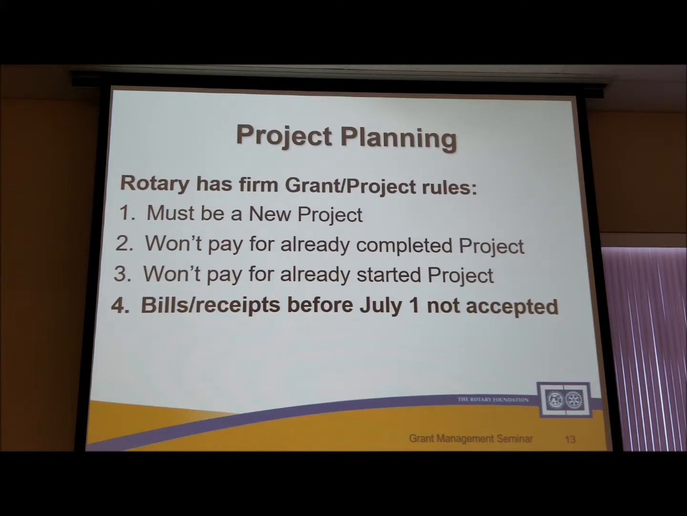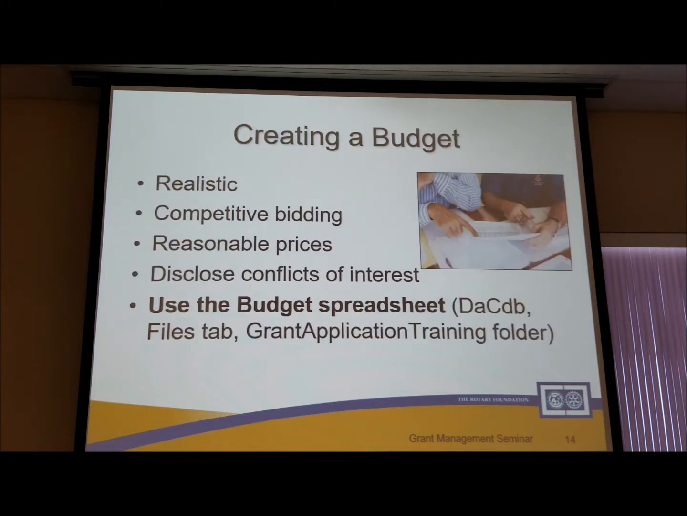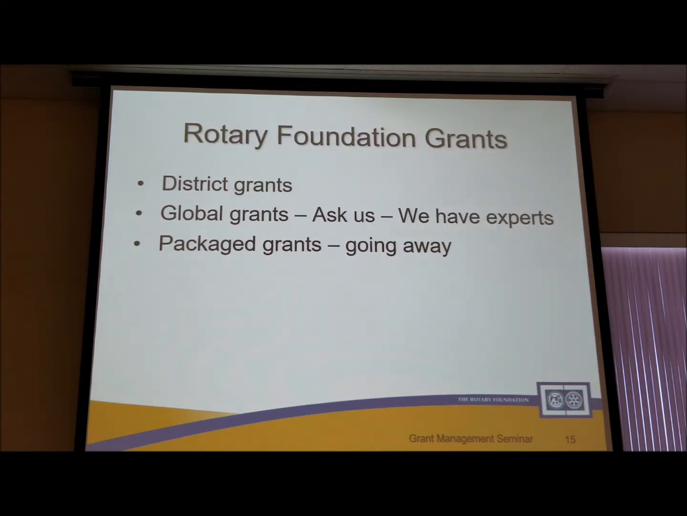Okay? You can plan and do quotes and things like that, sort of get your ducks in a row before July 1. But no start before July 1. Budget, wherever you can do competitive bidding, please do. Are the prices you're paying for materials reasonable, locally appropriate prices? If there are any conflicts, as we talked a bit ago, make a note of that in a Word document. And a little bit later, we will be opening up the budget spreadsheet that's available in the DACDB training folder. We'll come to that when we get on to DACDB.